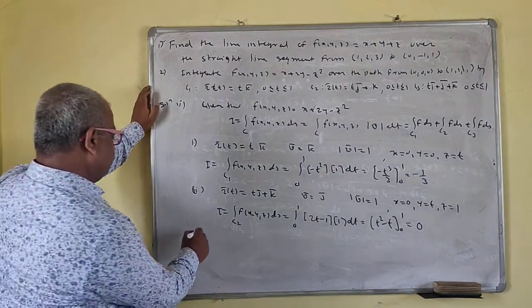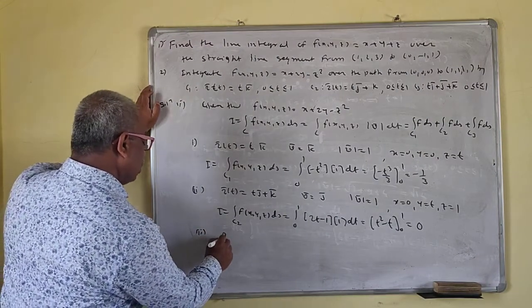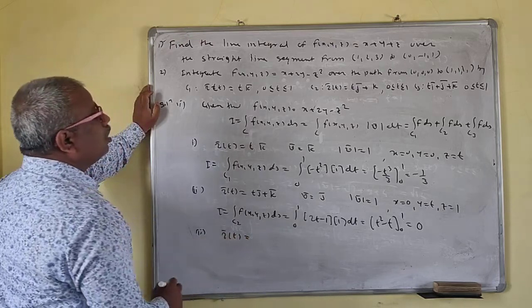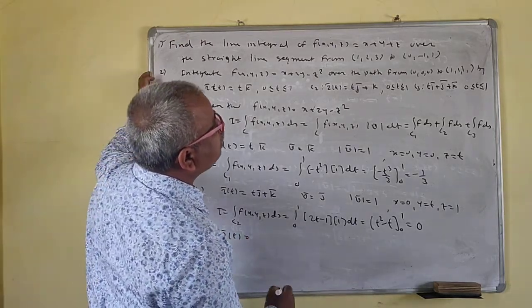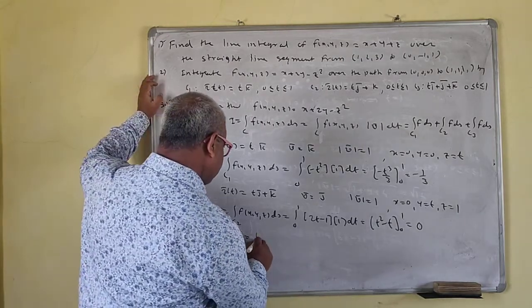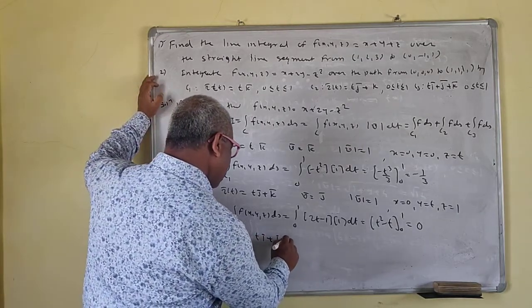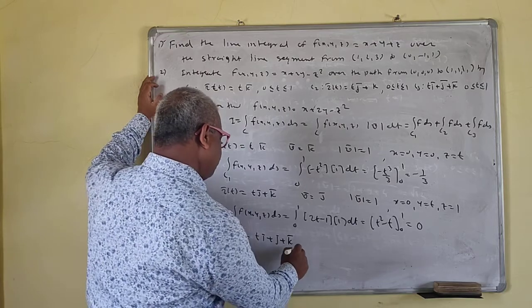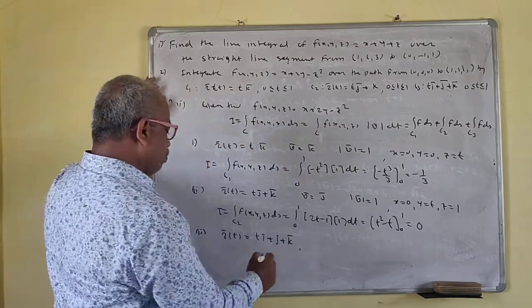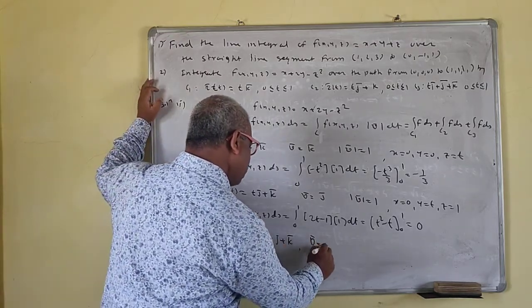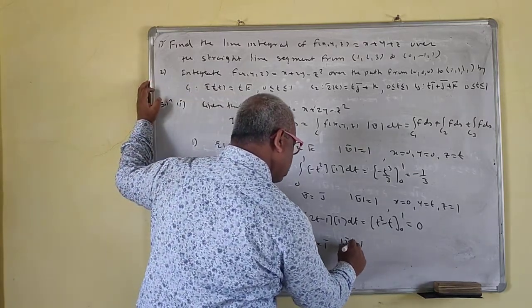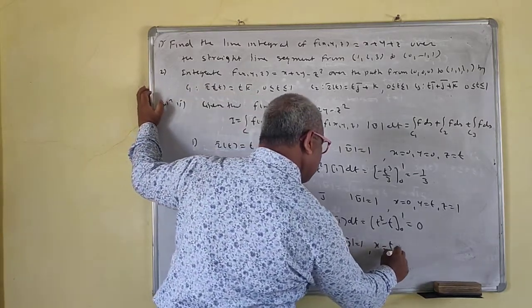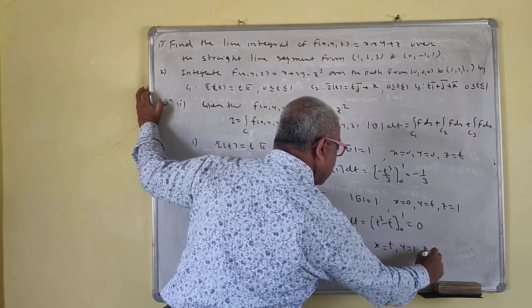Next, third. What is r bar of t for C3? It is t i bar plus j bar plus k bar. So v bar is equal to i bar, and mod of v bar is equal to 1. So here x is equal to t, y is equal to 1, z is equal to 1.